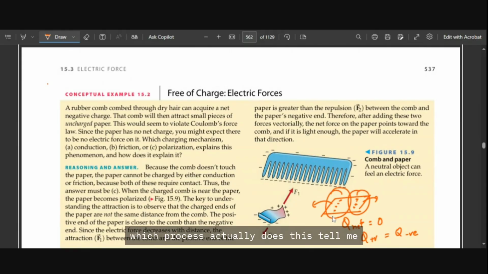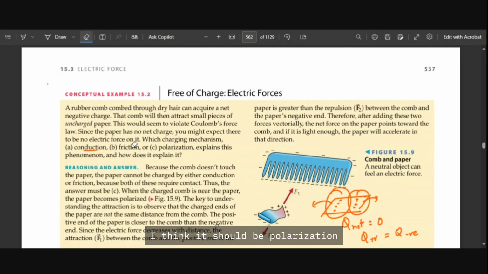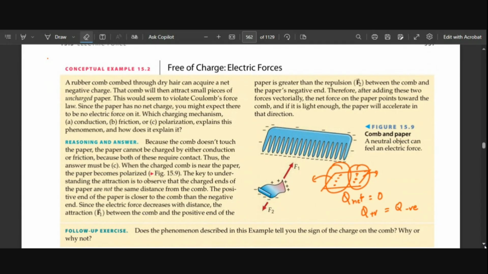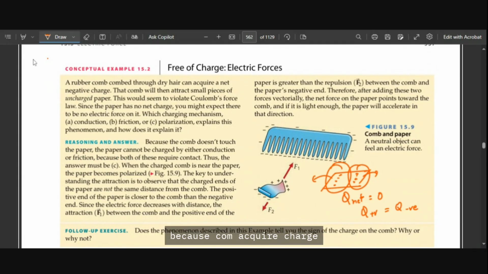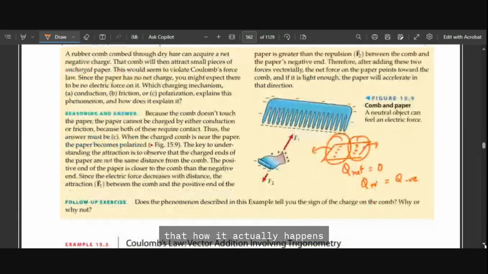So what was the process? Which process actually does this? Tell me. Which method is actually responsible for this? Conduction, friction, polarization? Which one? I think it should be polarization. It should be polarization. Also, friction plays a major role here when we are charging this comb, because the comb acquires charge while we are combing because of the friction, whereas the paper gets attracted towards this comb because of polarization. So both of these work equally here, and we need to understand how it actually happens.